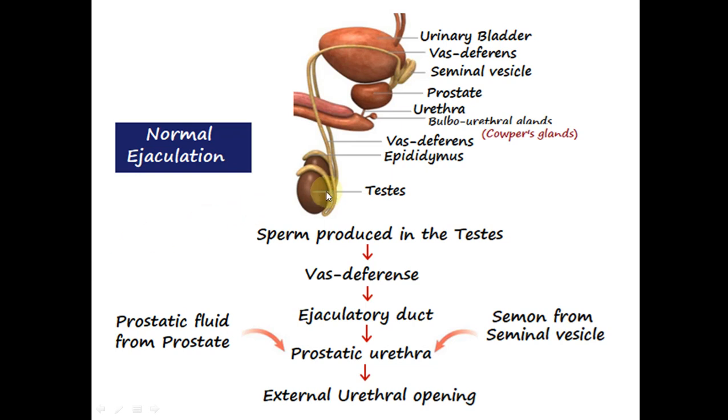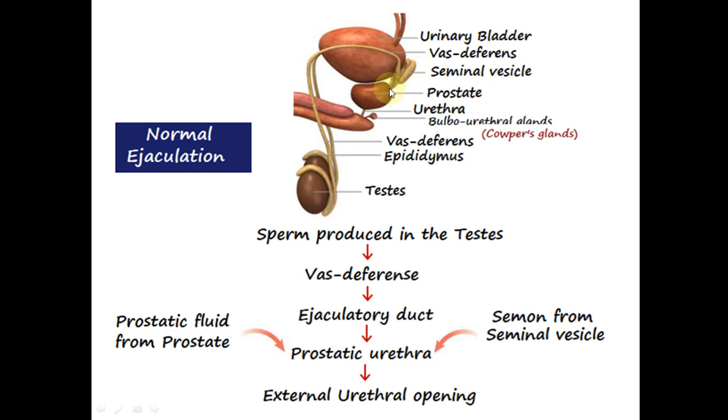sperm are produced in the seminiferous tubules of the testicular tissue, and from the seminiferous tubules the spermatids are transferred into the rete testis, and then into the epididymis where they undergo maturation. The mature sperms then travel through the ductus deferens or vas deferens from the epididymis, and on its way it joins the ejaculatory duct from the seminal vesicle and opens into the prostatic urethra.